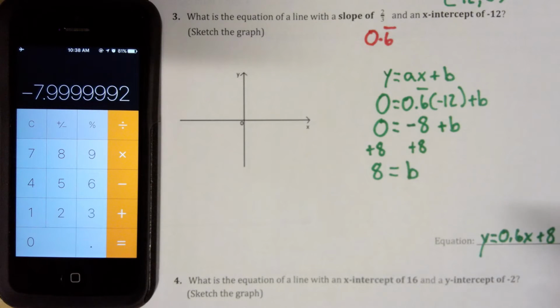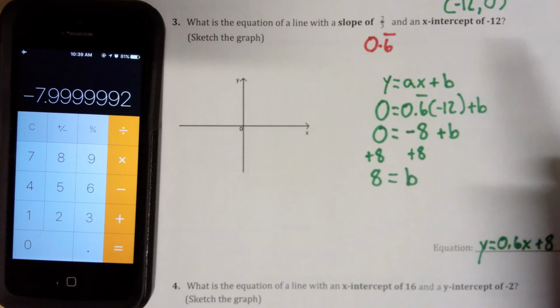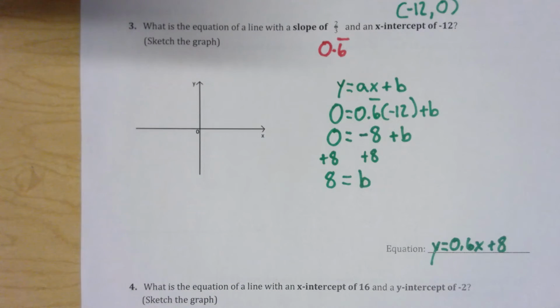Now, the last thing I want to do, because I didn't do it when I first did this problem on a video, is I want to show you how to sketch it. So, there are two things that you now have that you need to plot. The first one is your x-intercept. I don't need my calculator, so I'll move it over here. Now, our x-intercept is negative 12.